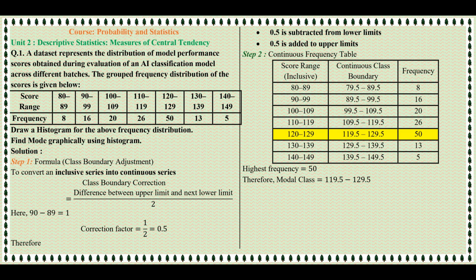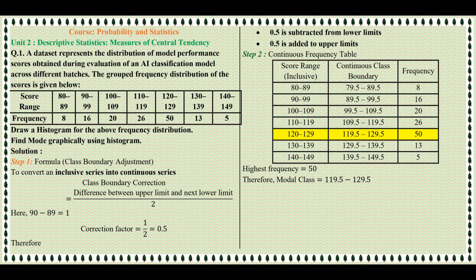Score range: 80 to 89, 90 to 99, 100 to 109, 110 to 119, 120 to 129, 130 to 139, 140 to 149. Frequency: 8, 16, 20, 26, 50, 13, 5. We have to draw a histogram for this data and then find the mode graphically using the histogram.